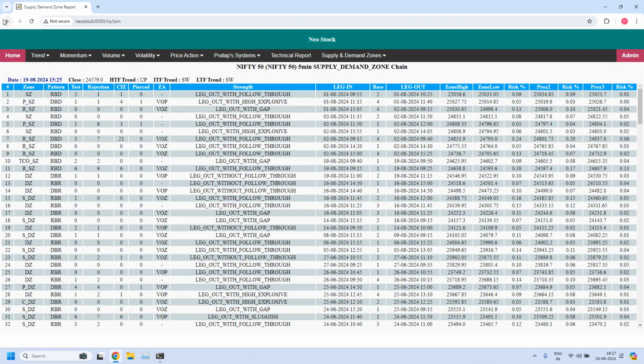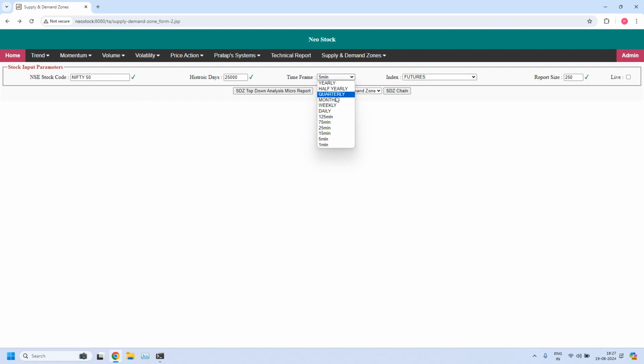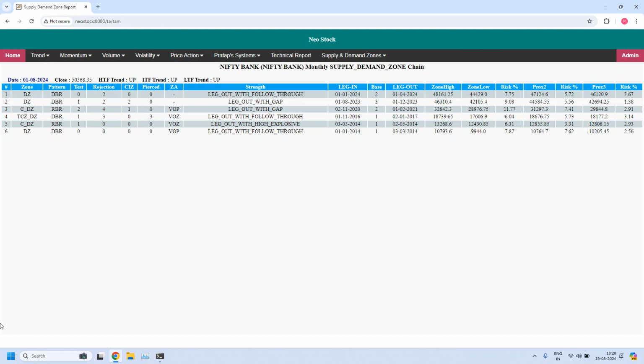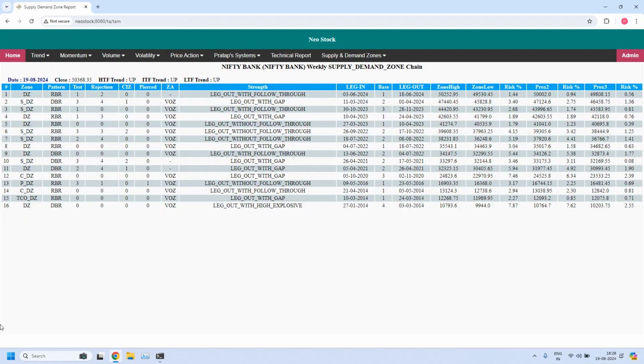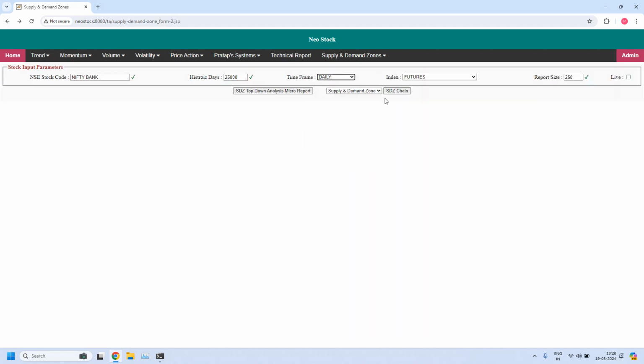So next we will generate the BANKNIFTY supply demand zone chain starting from the monthly time frame, and the script should be NIFTY Bank. That is nothing but BANKNIFTY. So I am generating the BANKNIFTY supply demand zone chain for the monthly time frame. The next time frame is weekly, generating the weekly supply demand zone chain for BANKNIFTY. And the next time frame is daily, generating the daily supply demand zone chain for BANKNIFTY.